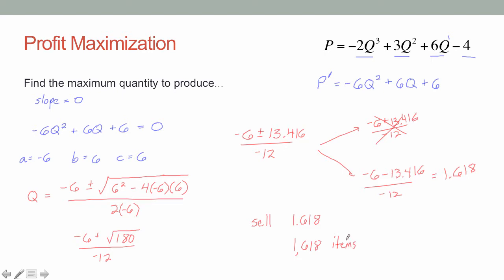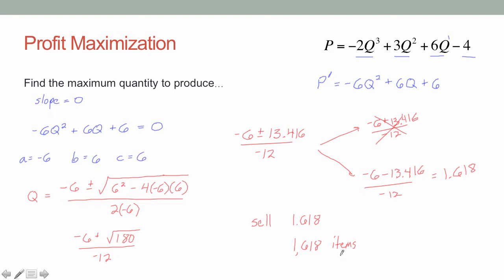That was pretty close to what we did, right? Remember, we estimated from our graph 1.6, and exactly, it's 1.618, or 1,618 items. All right, I'm liking that, feeling good about it. Our math is matching up with what we've visually seen in our graph. So now I know how many items to produce.